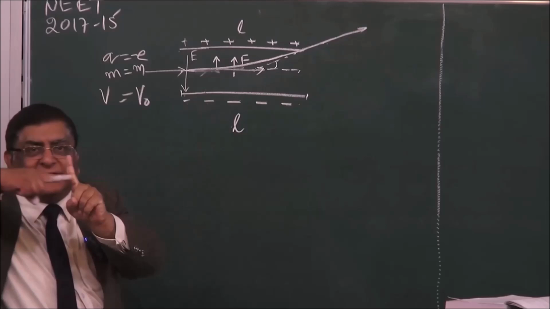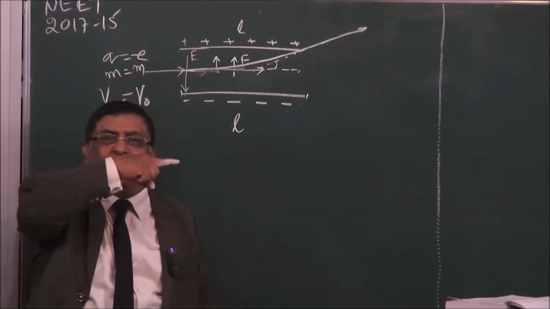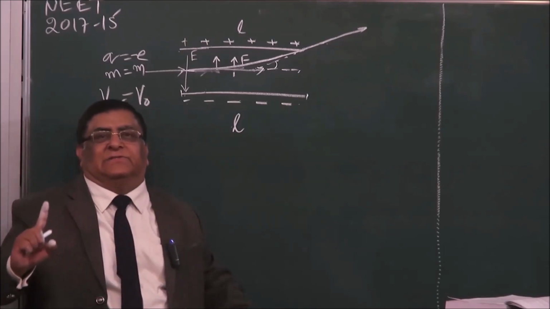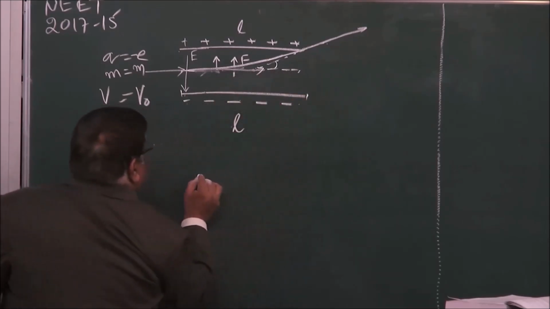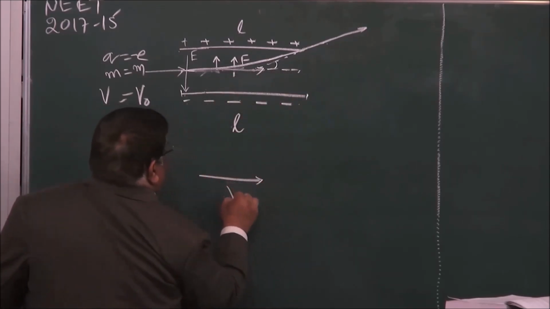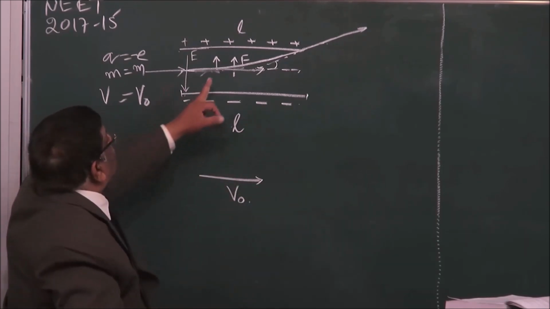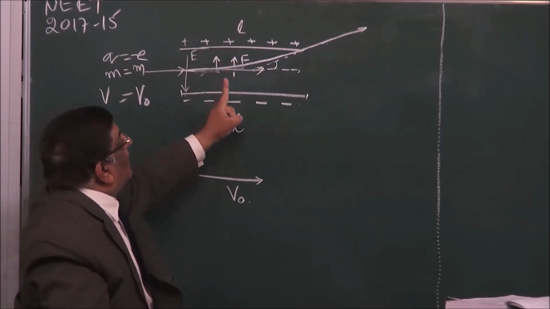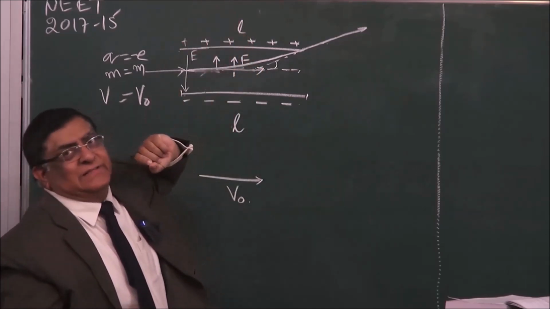So if there is no acceleration in this direction, will there be any change in this velocity? No. There is no change in this velocity. So at every point, this velocity remains in this direction, v0. Then what happens because of this force? A velocity is developed in the vertical direction because of this acceleration.